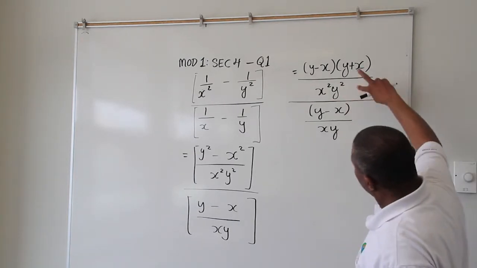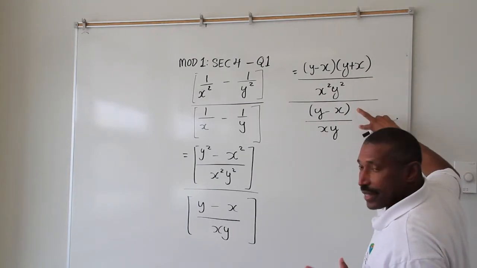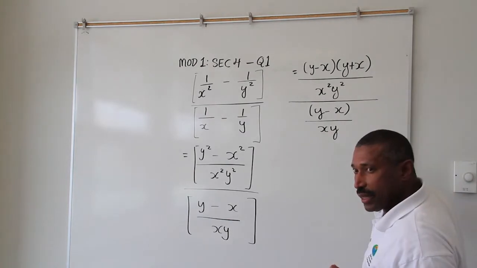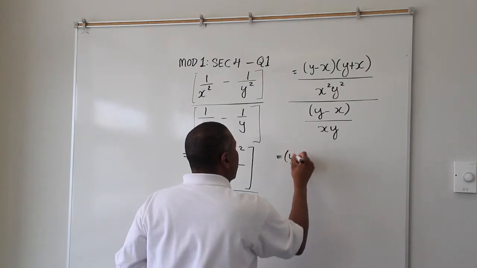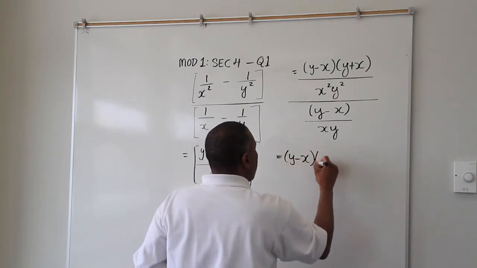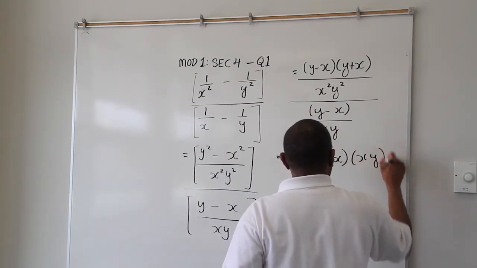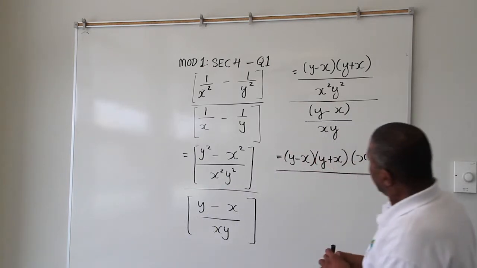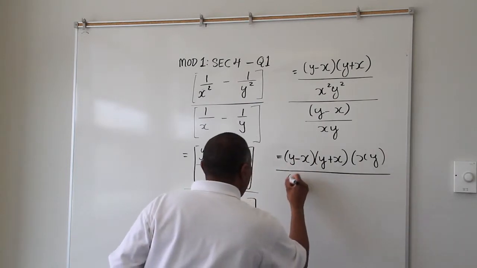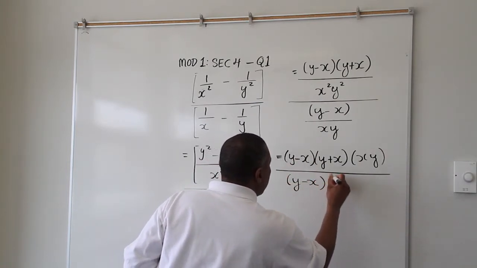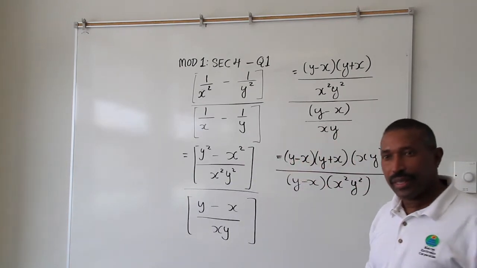What we're going to do is you have a fraction divided by a fraction, and the best way to solve, a little trick here, is to flip and multiply. We would then have y minus x times y plus x. The xy comes up, and what is left below? You can see that this becomes part of the division, and we have a y minus x times x squared y squared. And you're almost there.